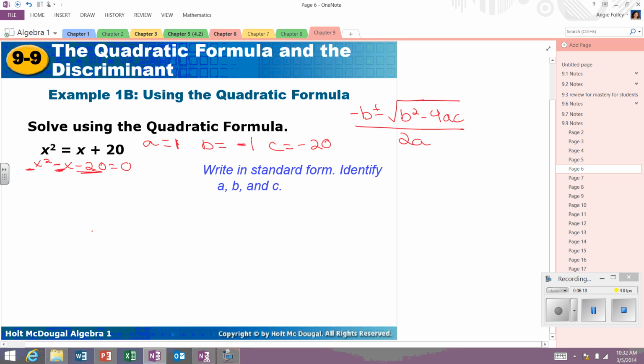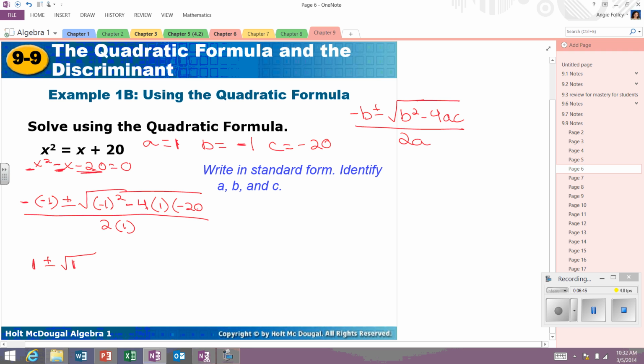So I'm going to plug everything in. So negative B, I've got to keep the negative in the negative, plus or minus the square root of B squared, so negative 1 squared, minus 4 times 1 times negative 20, because A times C, all over 2A, which is 2. So the negative 1 becomes a positive 1. Negative 1 times negative 1 is 1.